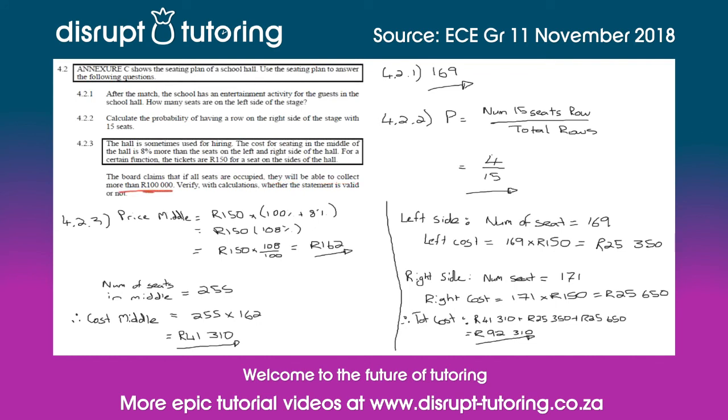And the statement they made in the beginning is that they will be able to collect more than 100,000 Rand, and you can see it's clearly less than 100,000 Rand. So we need to write down that, therefore, the statement is invalid. And that's the end of 4.2.